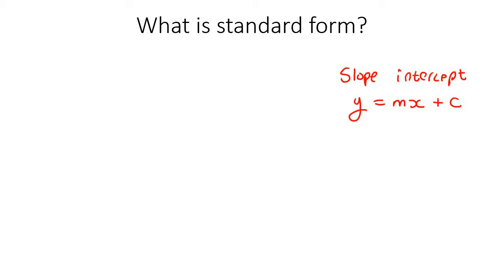Now, we're still in the section of straight lines, but there are different ways that people around the world write equations of straight lines. We've looked at slope-intercept. Now we are moving on to the next one, which is called standard form. So it's not really anything different. It's still a straight line. It's just the way that you write it.